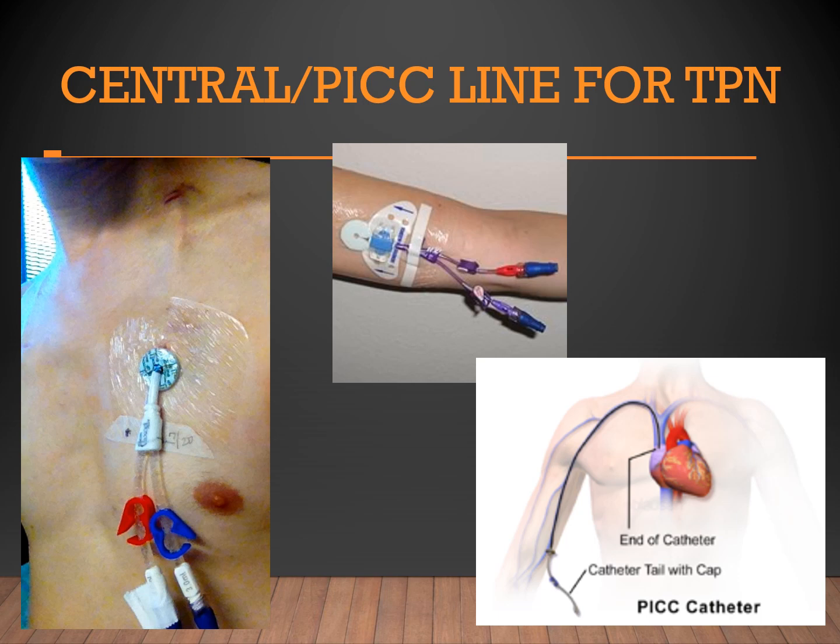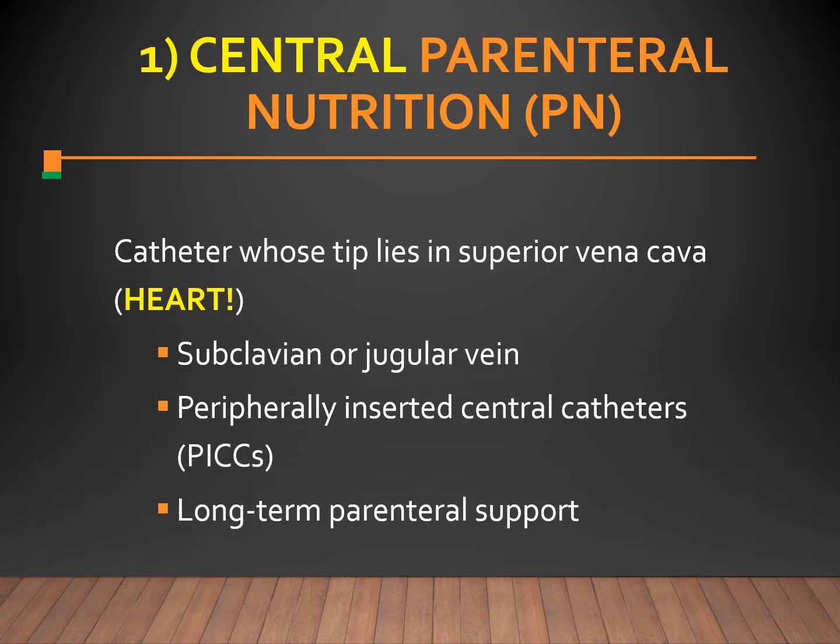So this is a central or a PICC line used for that TPN. You can see that this one, the one on the far left, goes in through the chest. The one in the middle goes in through the arm. Usually a PICC is a peripherally inserted central catheter that is a very popular route for short-term solution as well. Something to know about central parenteral nutrition is the catheter tip lies in the superior vena cava, which is actually the heart. This is indicated when long-term support is necessary or when the client has increased protein or caloric requirements.